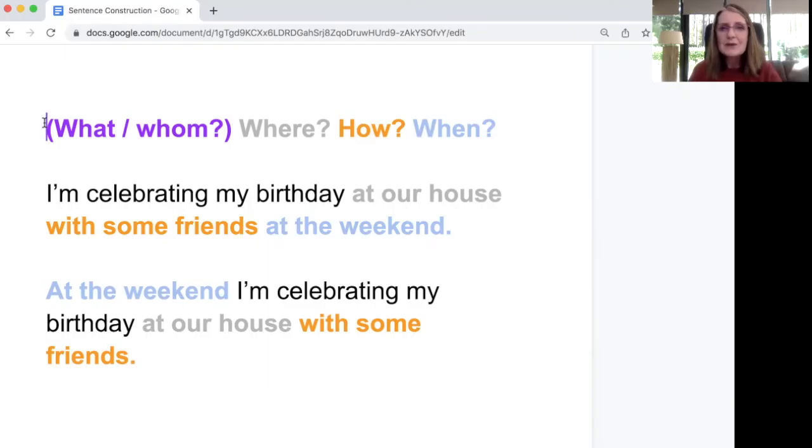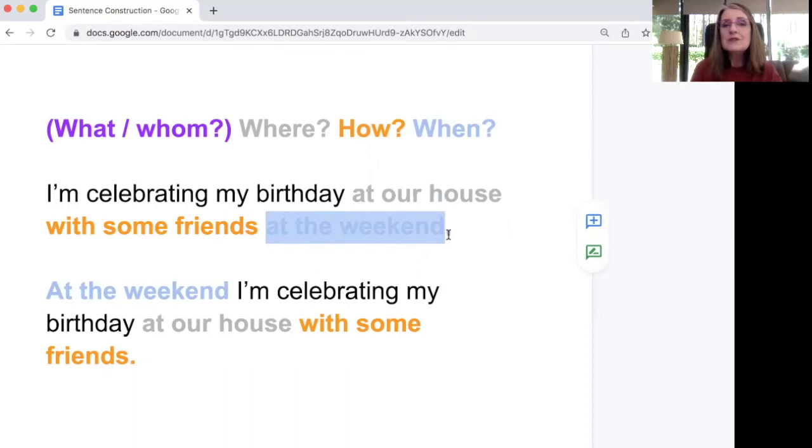And finally, I want to introduce the where block. So I am celebrating my birthday, where, how, when. Where am I celebrating my birthday? At our house. How am I celebrating it? With some friends. When am I celebrating it? At the weekend. Subject, verb, direct object, and then where, how, when.